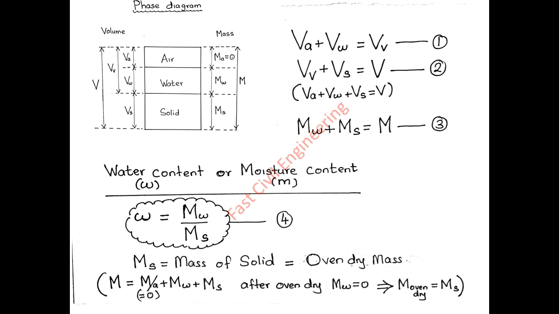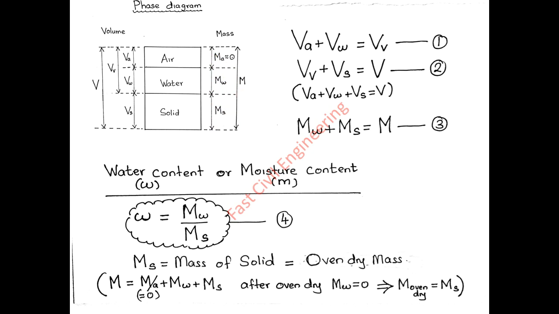Next one. Mass of water plus mass of solid is equal to total mass, or weight of water plus weight of solid is equal to total weight. Equation number 3. That means mass of water plus mass of solid is equal to total mass.